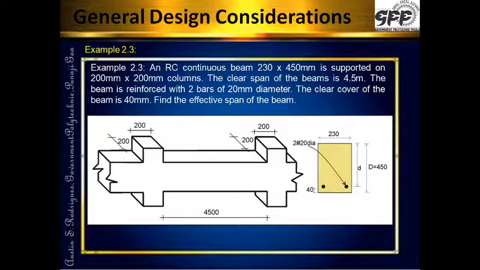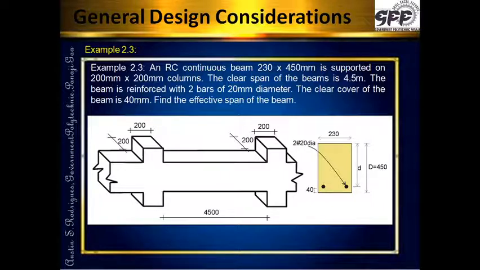The beam is reinforced with 2 bars of 20 mm diameter. The clear cover provided to the reinforcement in the beam is 40 mm. Find the effective span of the beam. What would be the effective span of the beam?